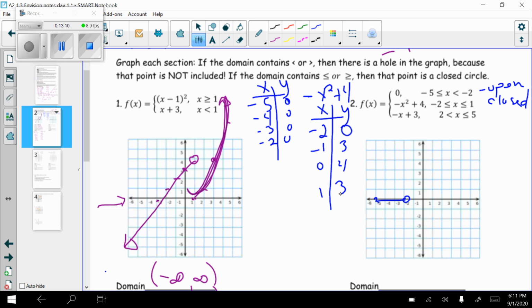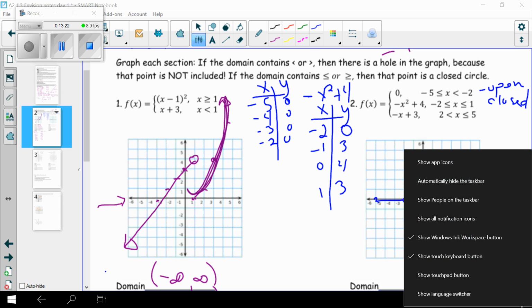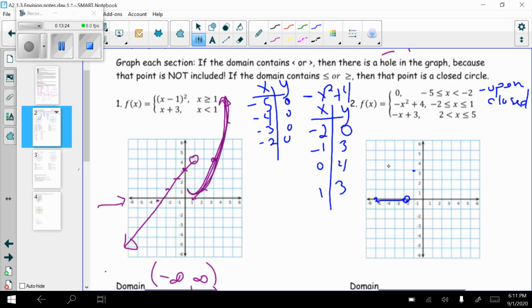I'm going to plot this point, so negative 2, 0. Here, inside my open dot, I put a closed dot. Negative 1, 3, 0, 4, and 1, 3. And again, this is a parabola, but it doesn't continue because the domain is restricted. So I do the U and I stop.